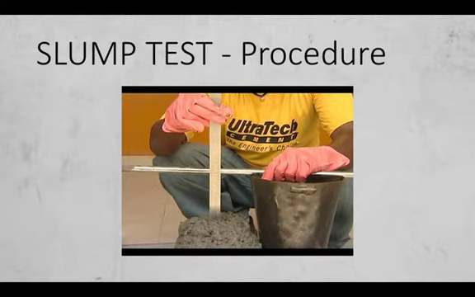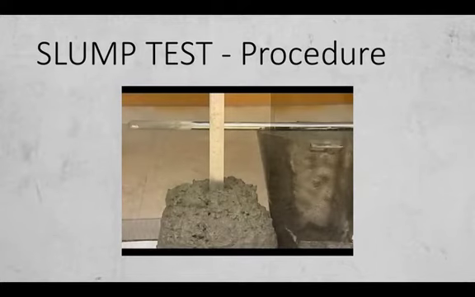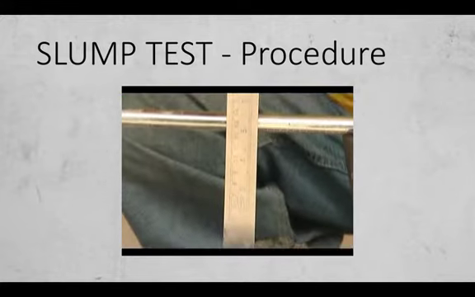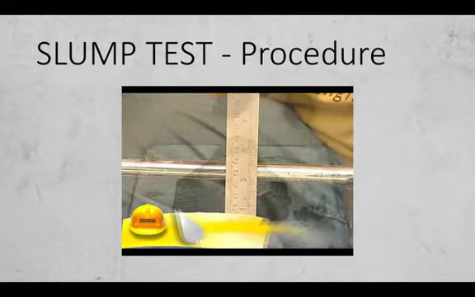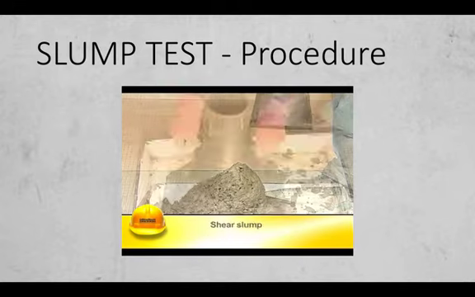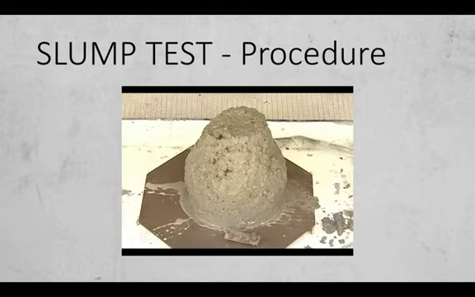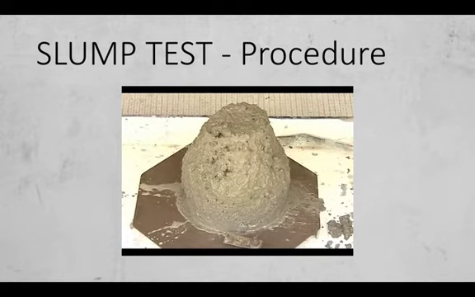The difference in level between the height of the mold and that of the highest point of the subsided concrete is measured. The subsidence measured is the slump of the concrete. The slump may either be a true slump, a shear slump, or a collapsible slump. The true slump is the desired form of slump that we require.